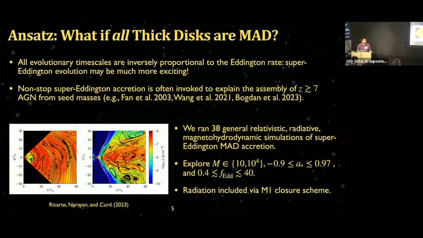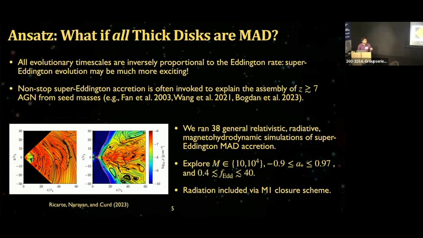In a more recent work that I led over the summer, we take the ansatz, what if all thick disks are MAD? Here, all of the evolutionary timescales scale inversely proportionally to the Eddington rate. And so here, the spin down can happen much more rapidly. And nonstop super Eddington accretion is often invoked to explain the assembly of these very massive AGN from seed masses in the very early universe. And so this may be applicable to this kind of situation.